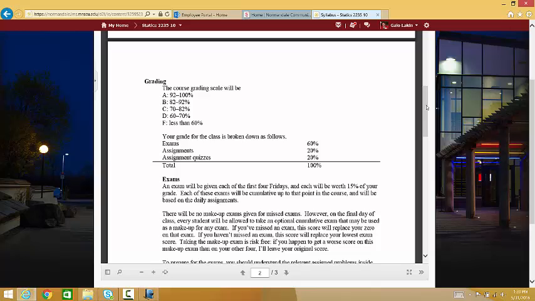That total grade is broken down this way. 60% tests, 20% assignments that you hand in, and 20% assignment quizzes. And so I'll go into detail on what each of those are. Does anyone have any questions about the grading approach yet?